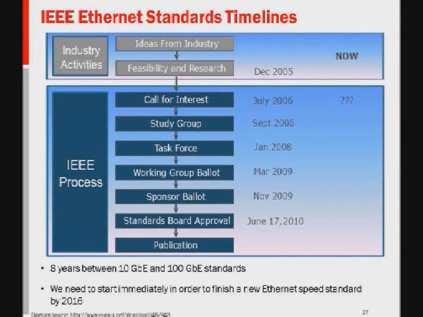So in terms of what's going on with the next speed, this is a slide that's modified from one that I used to present all the time. But basically, if you look at where the standards went, it was 8 years between 10 gig and 100 gig. And that was a long time. Some people think it was too long. I think it was a little bit long. But the point of this slide is that if you look at the IEEE process and where we have to go to get higher speeds, we need to do something now in order to get something new by 2016.